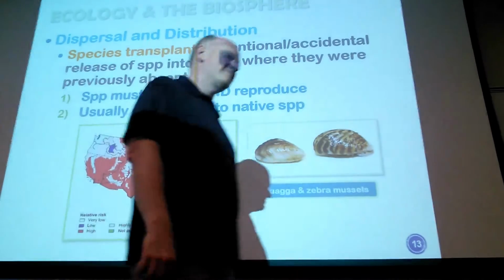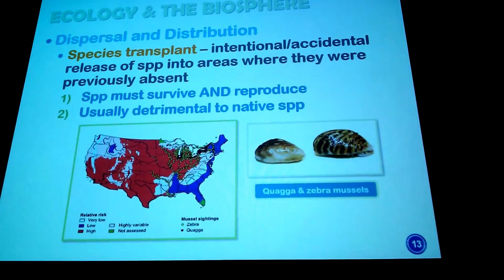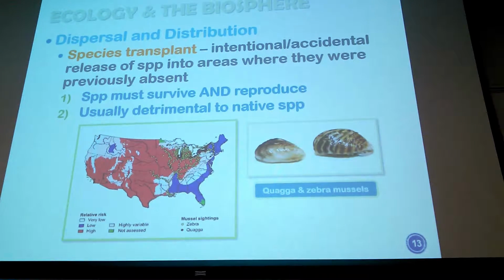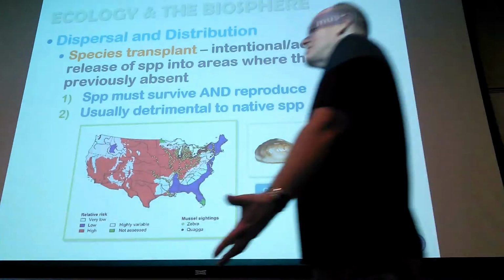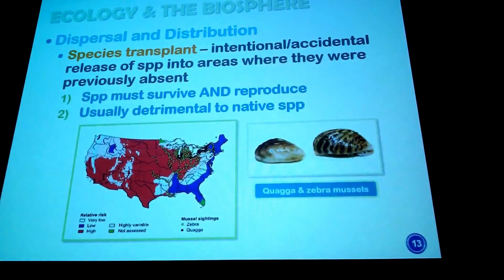Species transplant. This is usually never a good thing. Intentional or accidental release of species into areas where they were previously absent. Now, for it to be considered a true transplant, the species must survive and reproduce. It's like transplanting an organ. It's not a real transplant if the body rejects the organ. It's not a real transplant if the environment rejects the species. But if the species survives, and the big key to everything in biology, if they can reproduce, then it's a true species transplant.